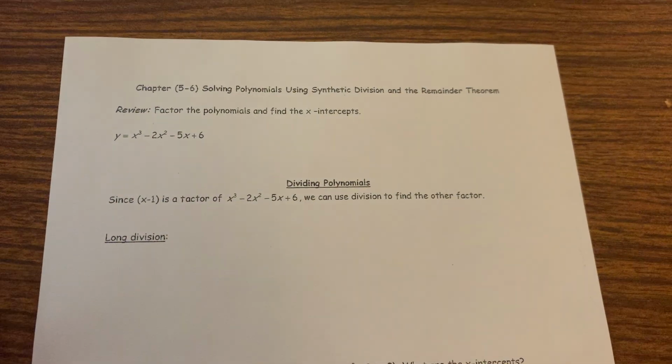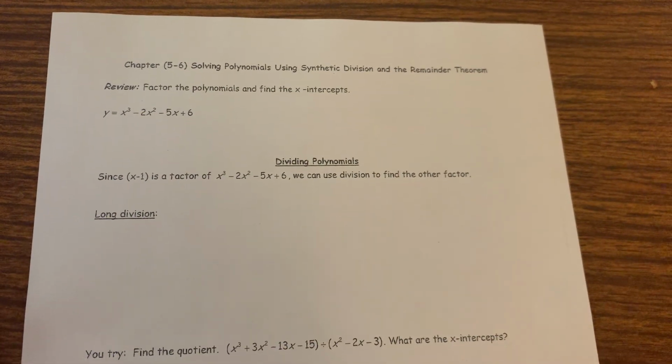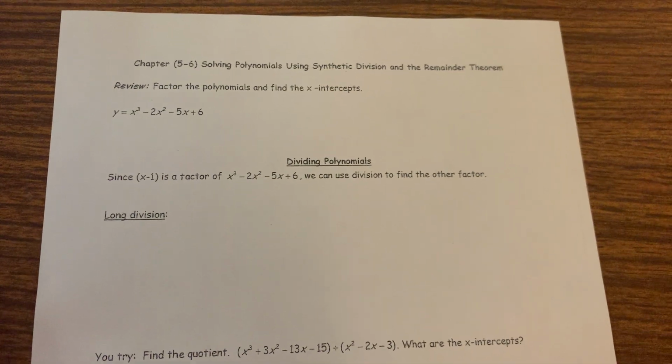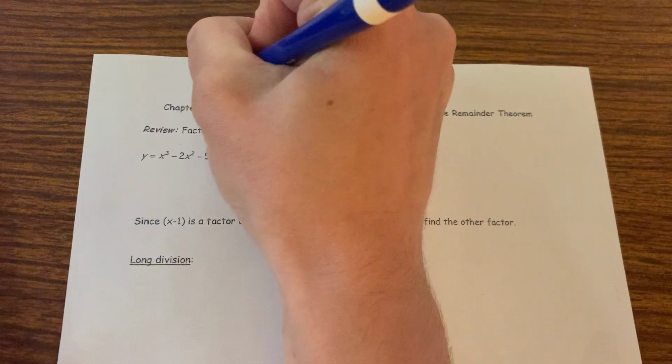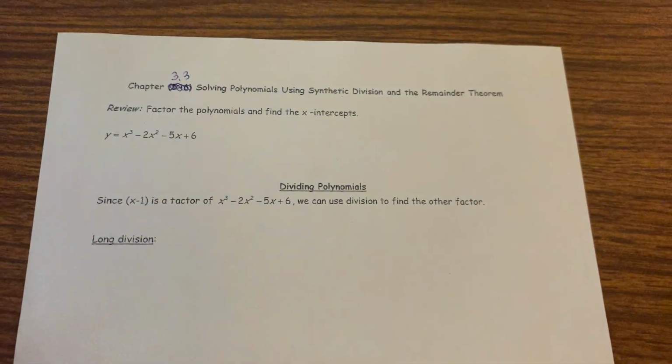Okay, we are now into finding zeros of polynomials. In chapter 3.2 we did this, so we're going to cross this out, and this is going to be chapter 3.3.